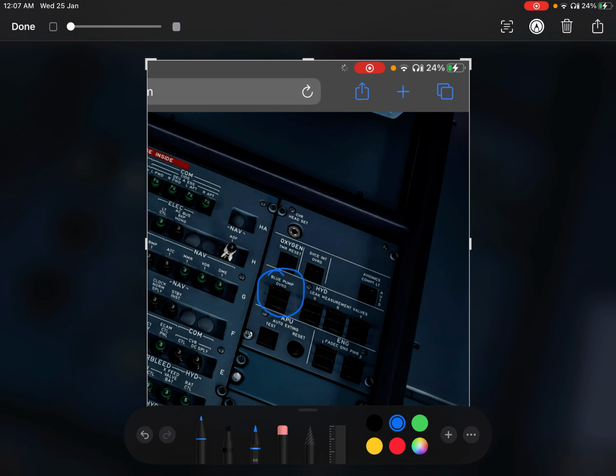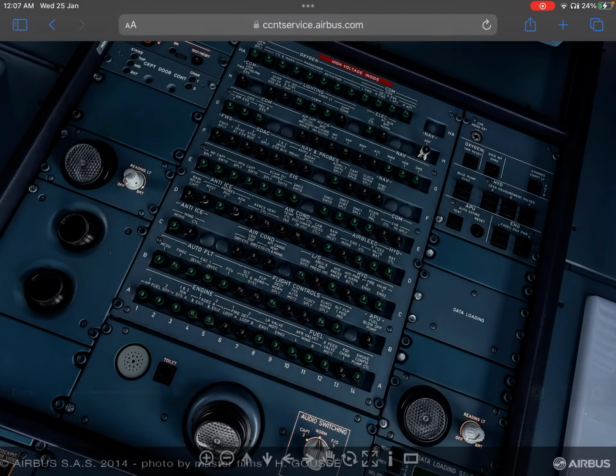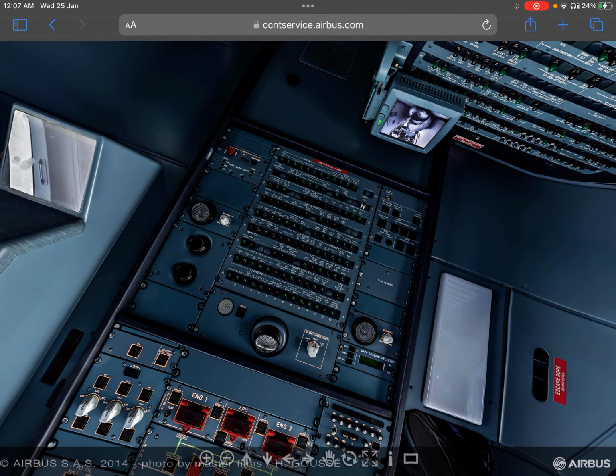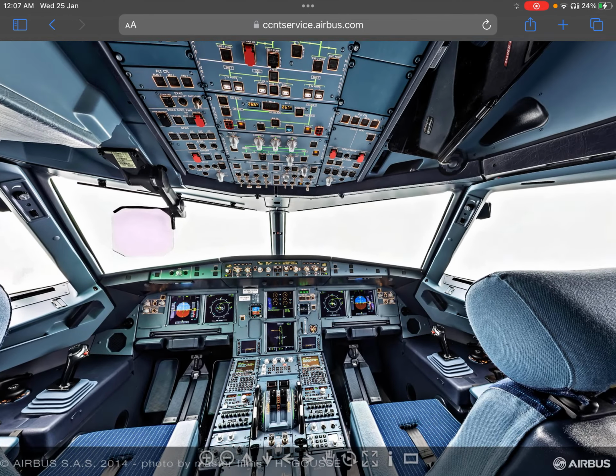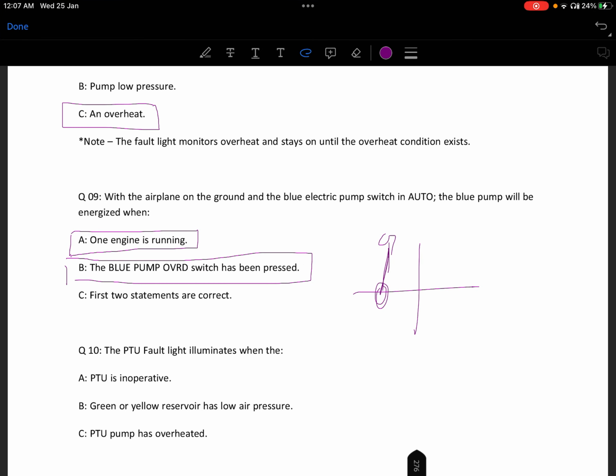This is the blue pump override push button. Here this is guarded. This is, by the way, the maintenance panel, and you should not operate any button from this maintenance panel. But yes, then option Charlie will be the correct option. First two statements are correct.